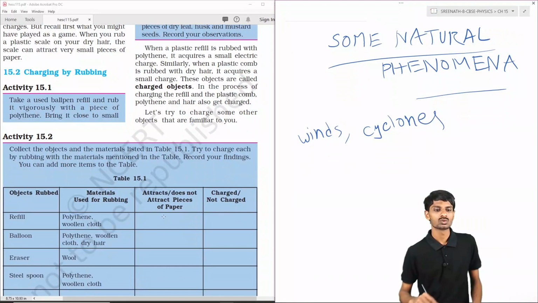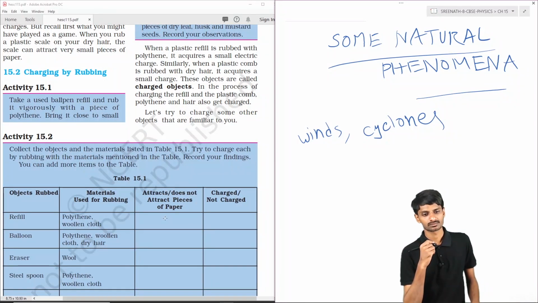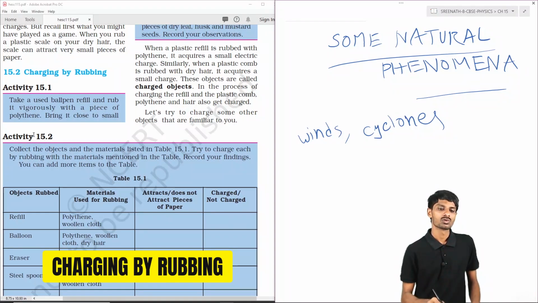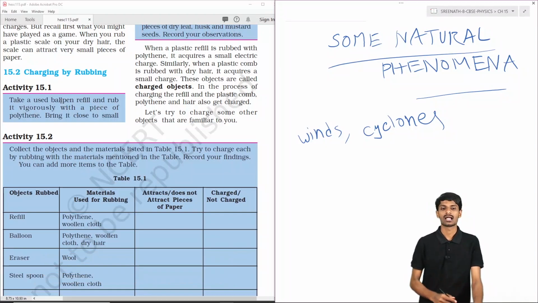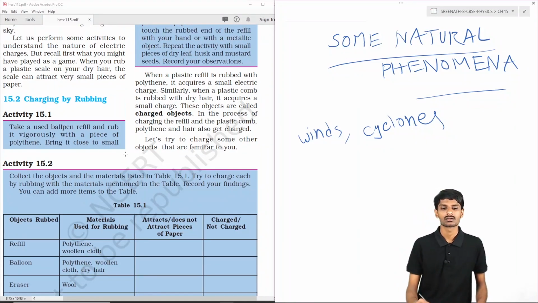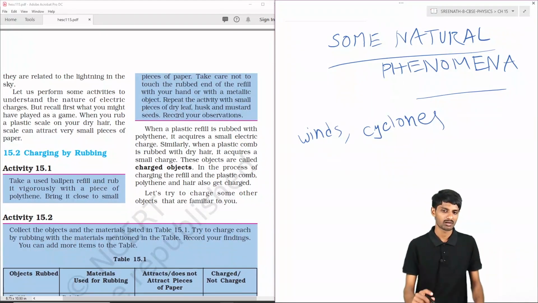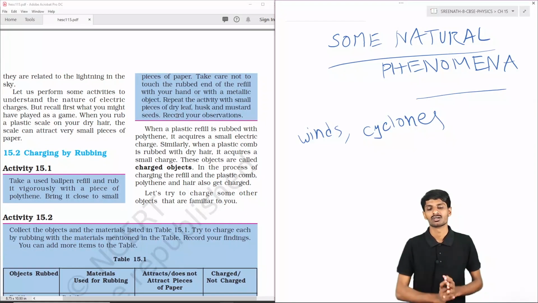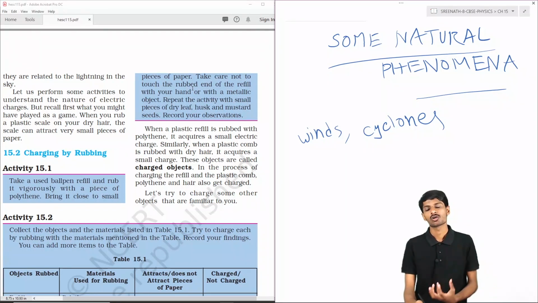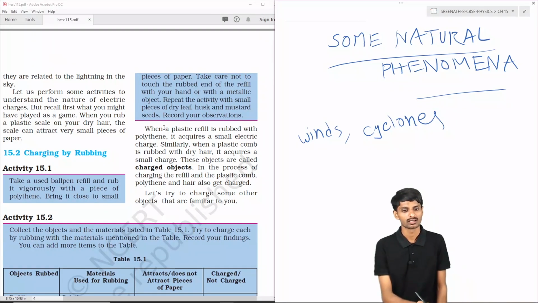So now we will do some experiments. Charging by rubbing. Take a ball pen refill and rub it with a piece of polythene and bring it close to a small piece of paper. What will you observe? You will observe, students, that it will attract the pieces of paper.